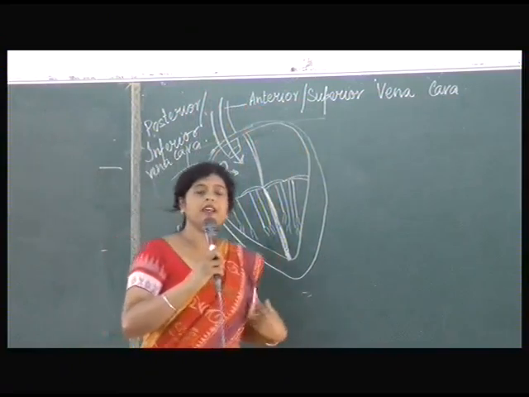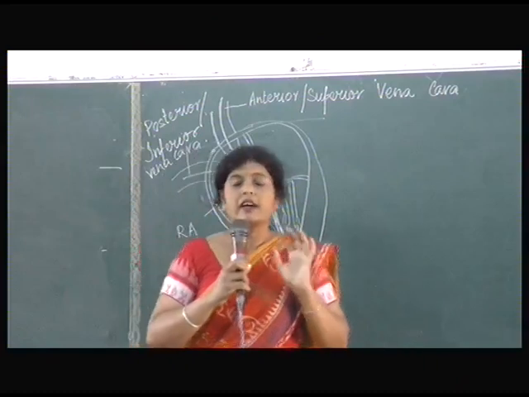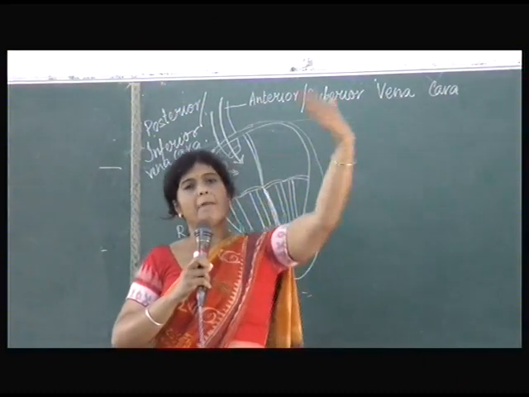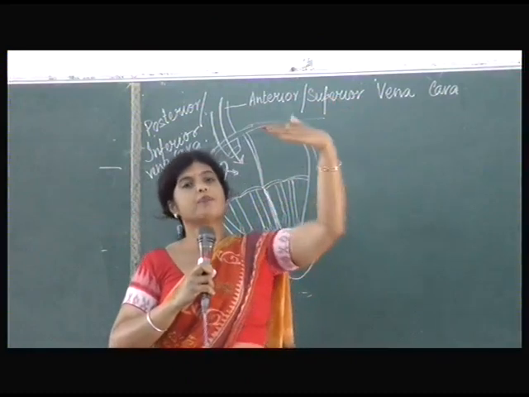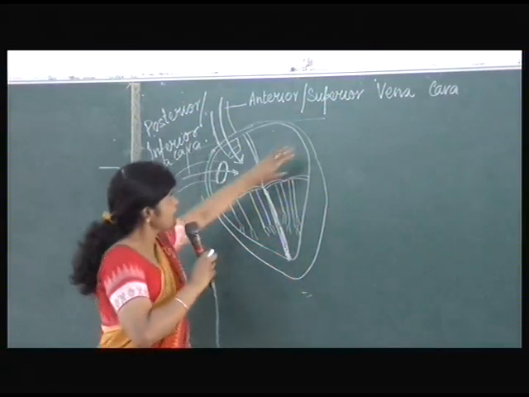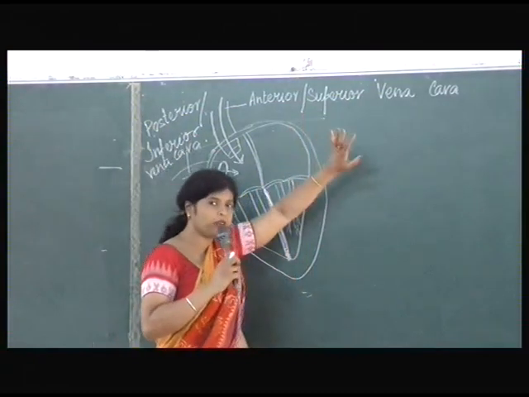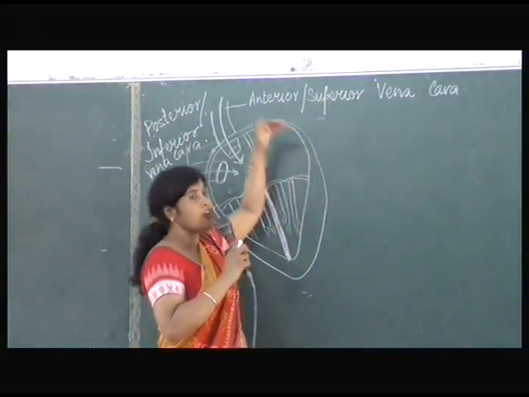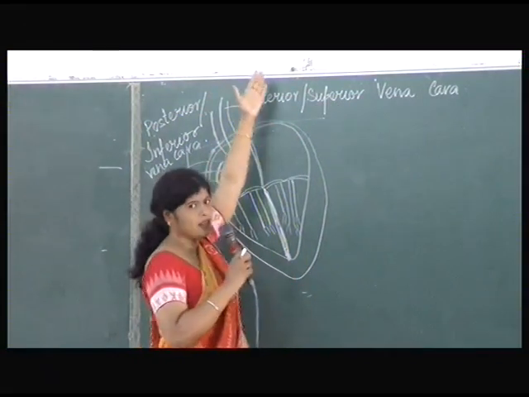Superior and inferior terms are used for the relative position. If anything is situated above an organ, we call the position superior. Below is inferior. So here superior doesn't mean that it is superior in quality or something. It is superior because it is bringing blood from the organs which are located above the heart.